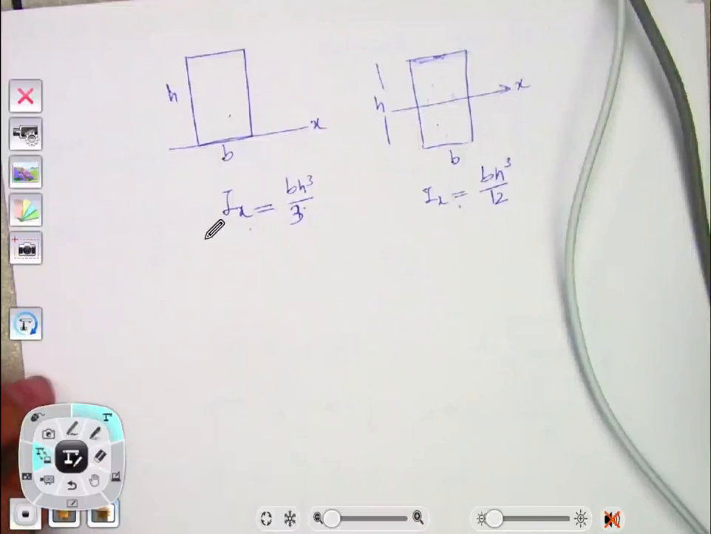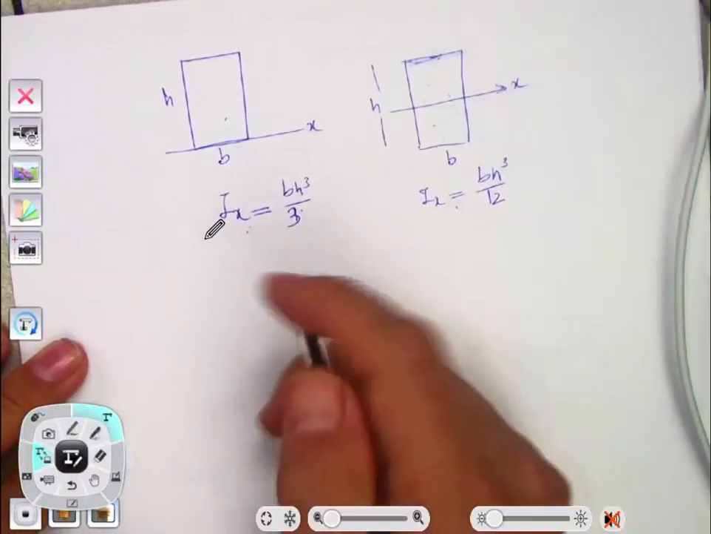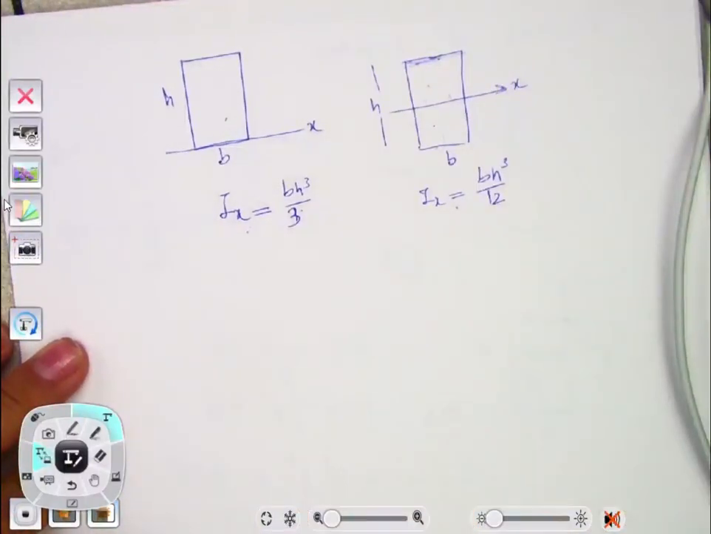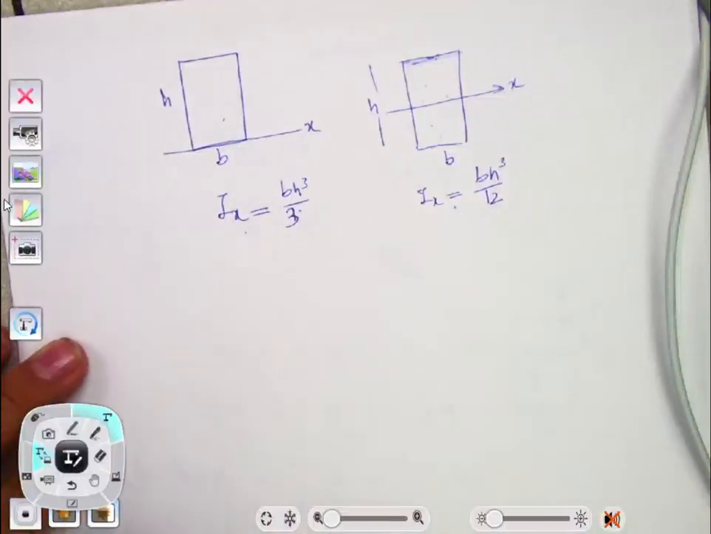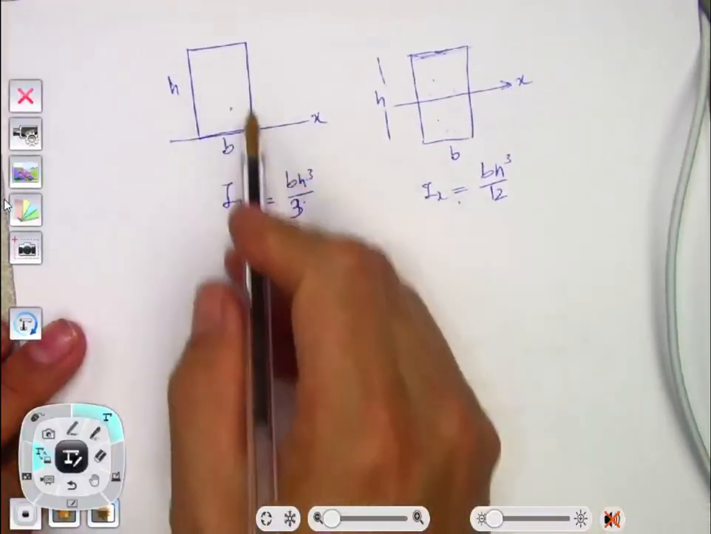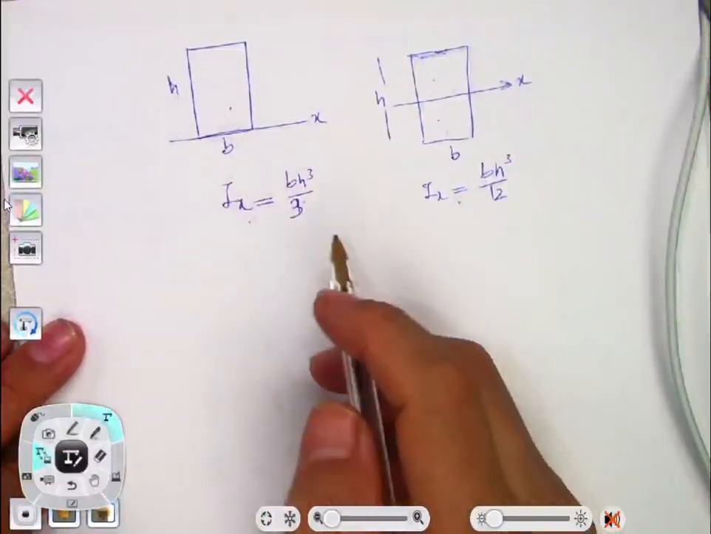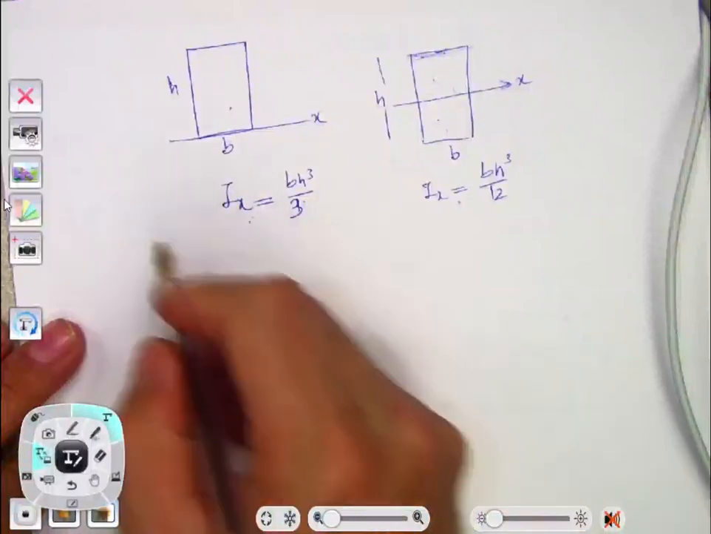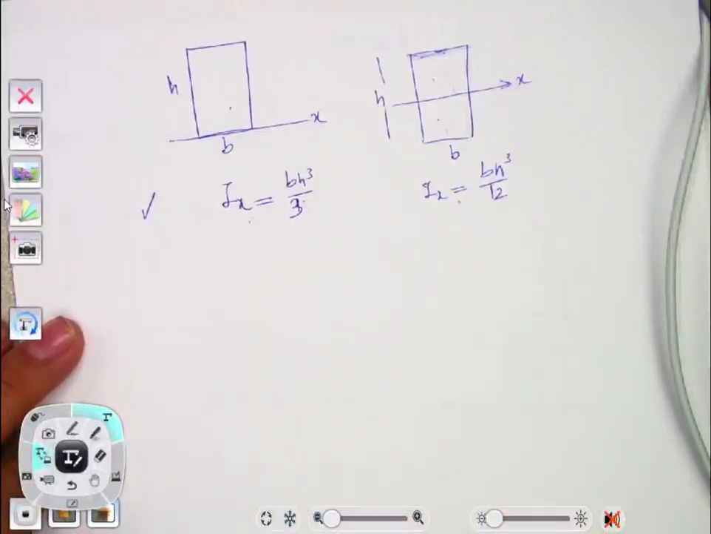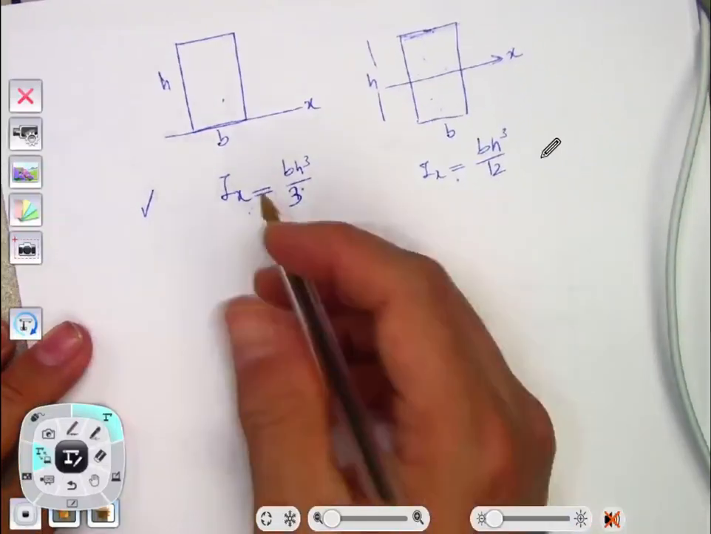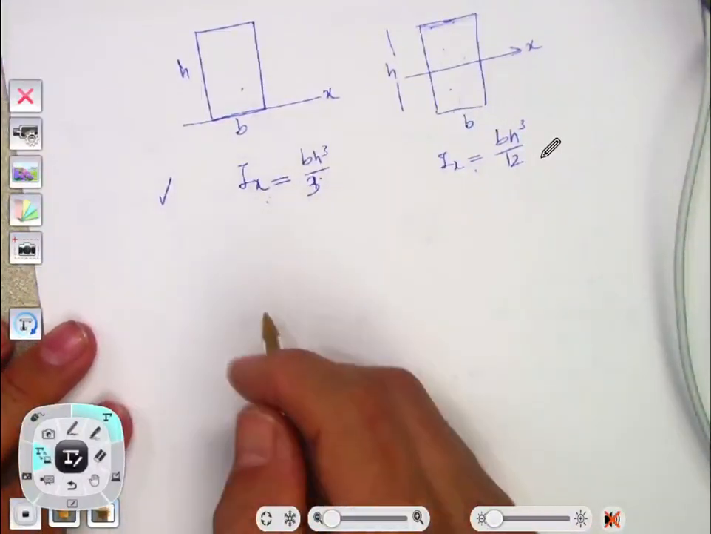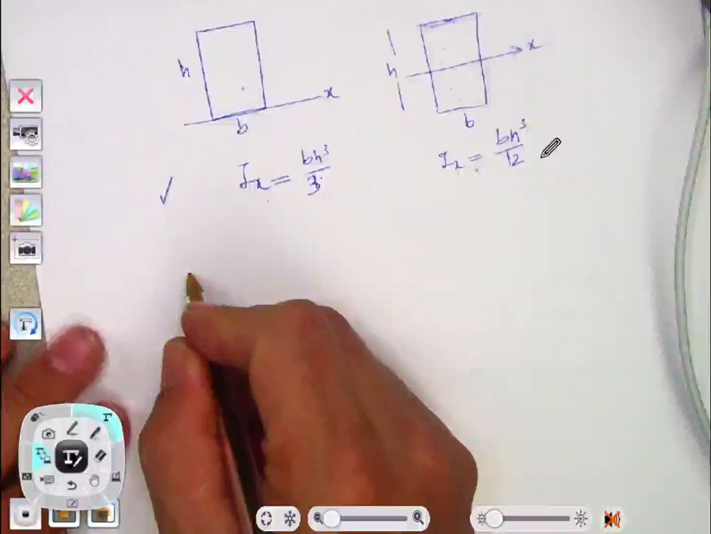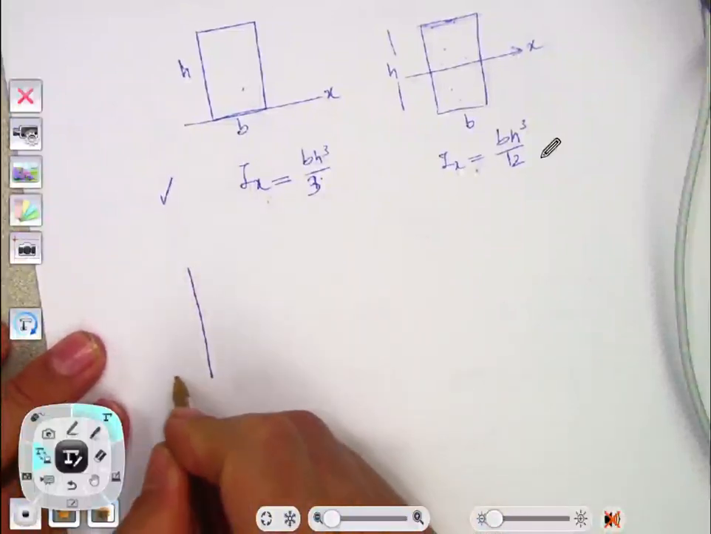Okay, so we've defined moment of inertia so far, and I told you that I found the formula for a rectangular section, a rectangular area. This formula is going to be very useful for us when it comes to finding moment of inertia for other shapes. So next, let's look at this example.